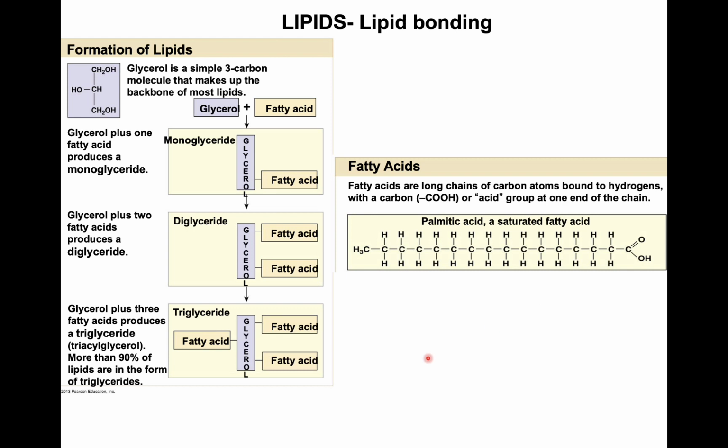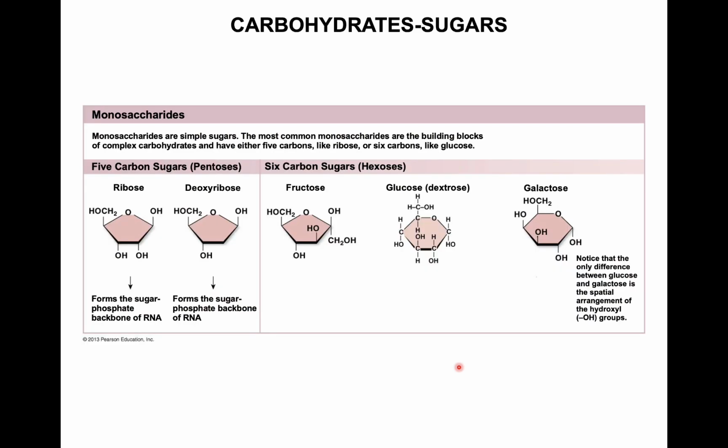Hydrophobic. We will talk about this word in a few slides. The second macromolecule are carbohydrates, or sugars. Sugars are monosaccharides, disaccharides, that can build up to be polysaccharides. We'll start with our monosaccharides. Monosaccharide just means a single ring sugar.